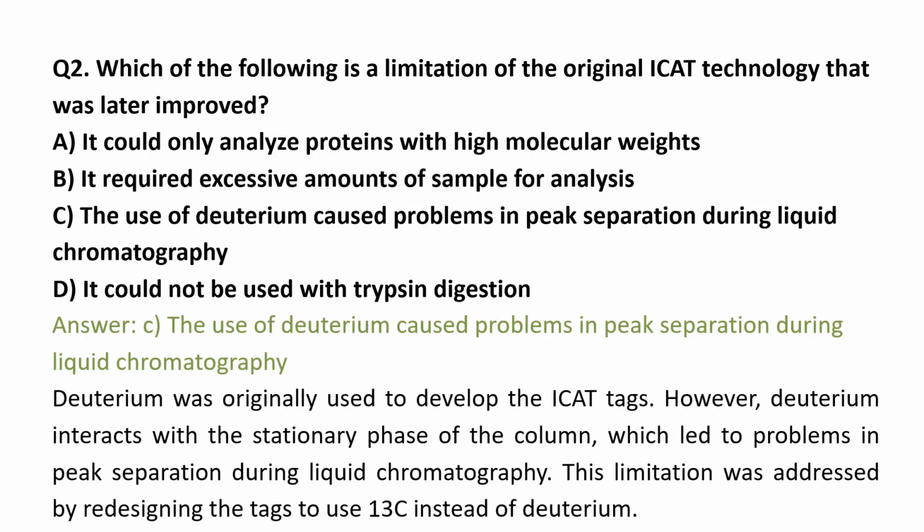So the answer is the use of deuterium caused problems in peak separation during liquid chromatography. Deuterium was originally used to develop the ICAT tags. However, deuterium interacts with the stationary phase of the column, which led to problems in peak separation during liquid chromatography. This limitation was addressed by redesigning the tags to use 13C instead of deuterium.